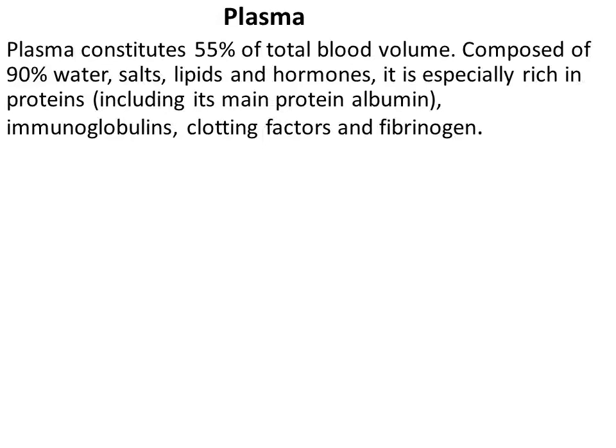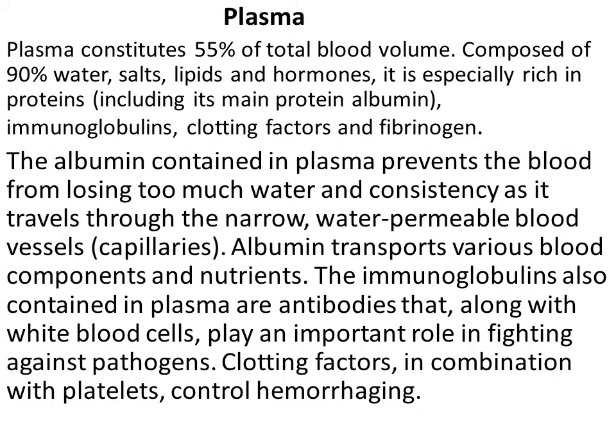Clotting factors and fibrinogen are also present in plasma, and with all these things it makes up 55% of the total blood volume. Once again, plasma is the liquid part of the blood, which has 90% water, salts, lipids, hormones, albumins, immunoglobulins, clotting factors and fibrinogen. Now I am going to explain what their specific roles are.